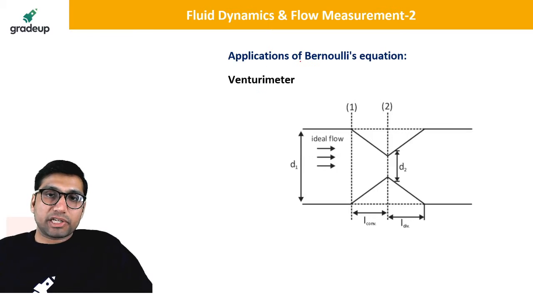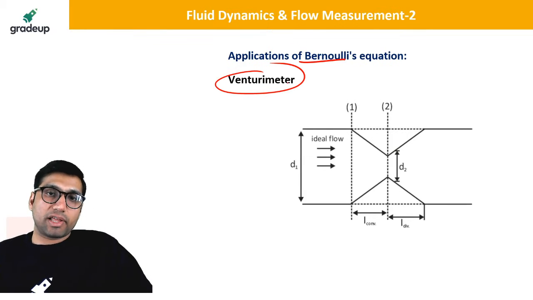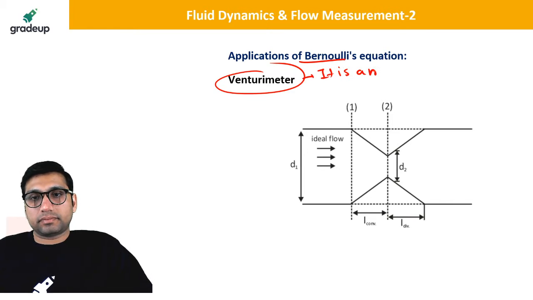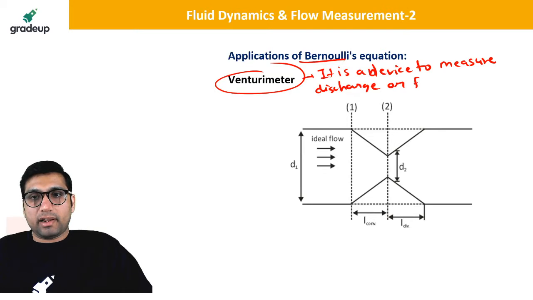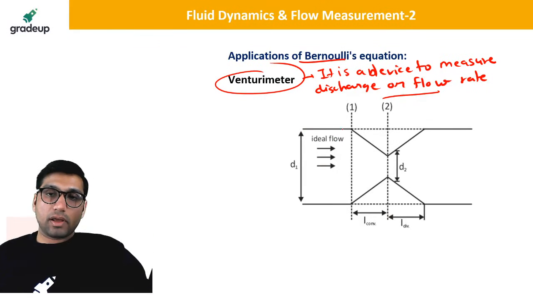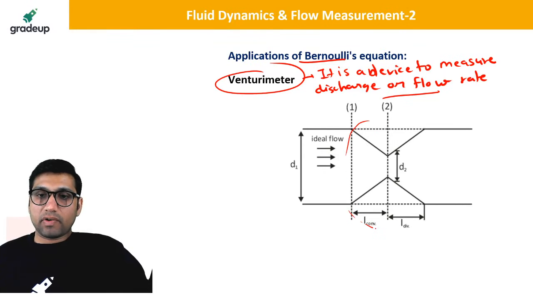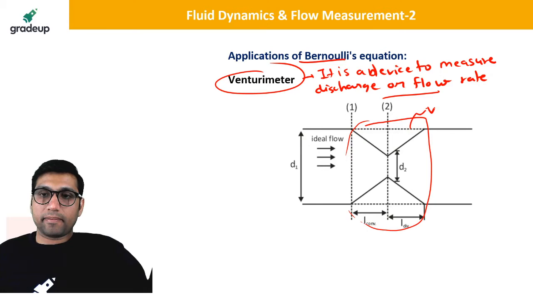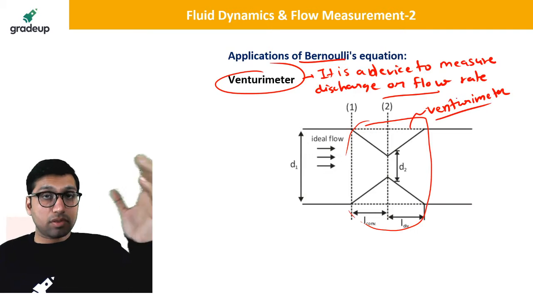Now let us talk about the application of Bernoulli equation. The application of Bernoulli equation is the Venturi meter. Venturi meter basically is a device to measure discharge or flow rate. The device used to measure discharge or flow rate is called a Venturi meter. This Venturi meter is placed inside the pipe for measuring the discharge. Inside the pipe section, we use this converging diverging section, which is also called a Venturi meter. It is made of a converging diverging type nozzle section.